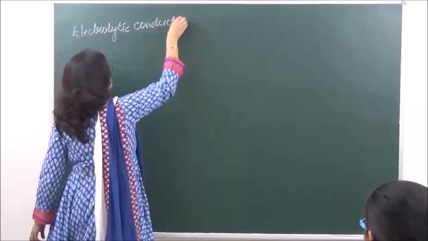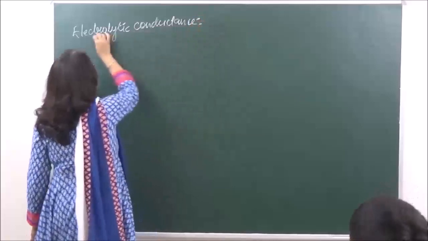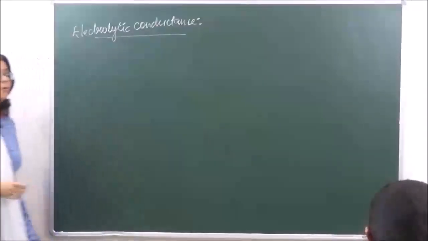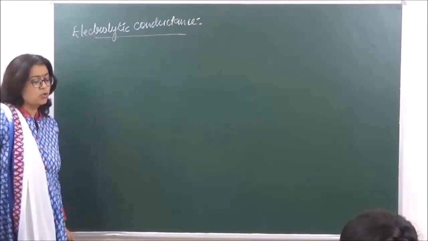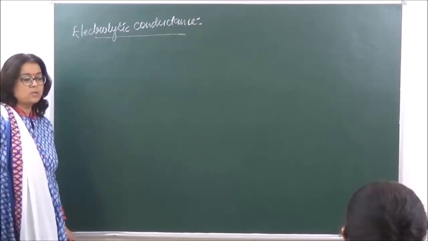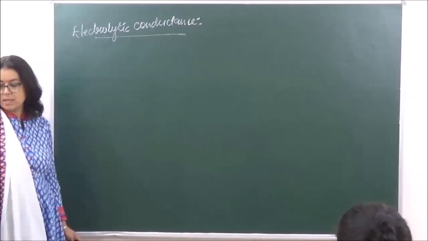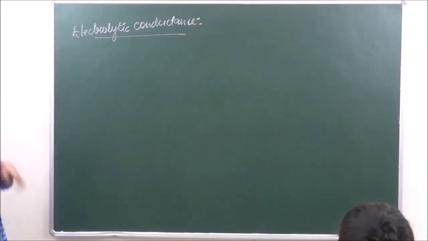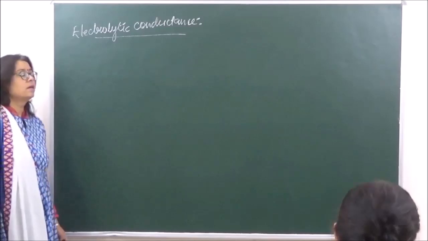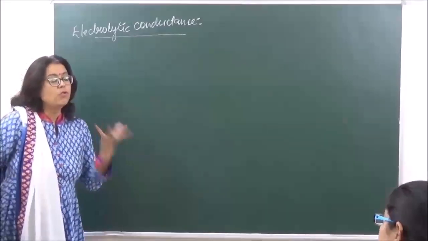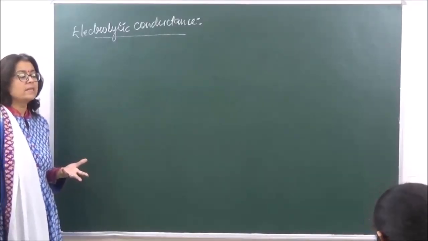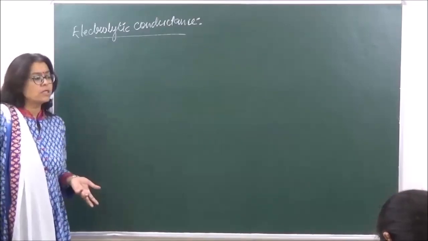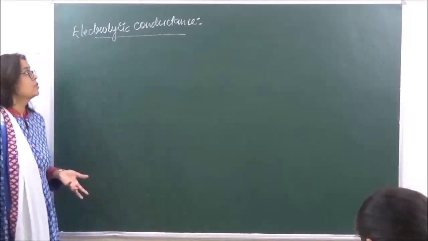We have done this term many times. What do we mean by electrolytic conductance? Electrolytic conductance is the conductance due to ionic conductors. That is what electrolytic conductance is, right? It is the movement of ions that brings about the conduction of electricity. Whereas in metallic conductors, the movement of electrons brings about the conduction of electricity.